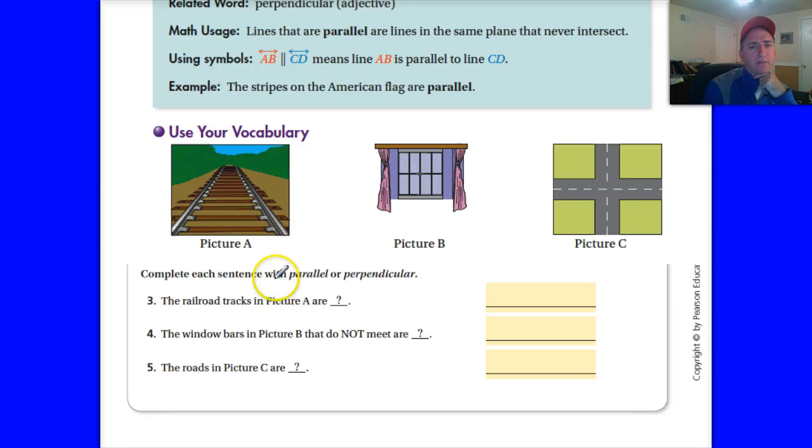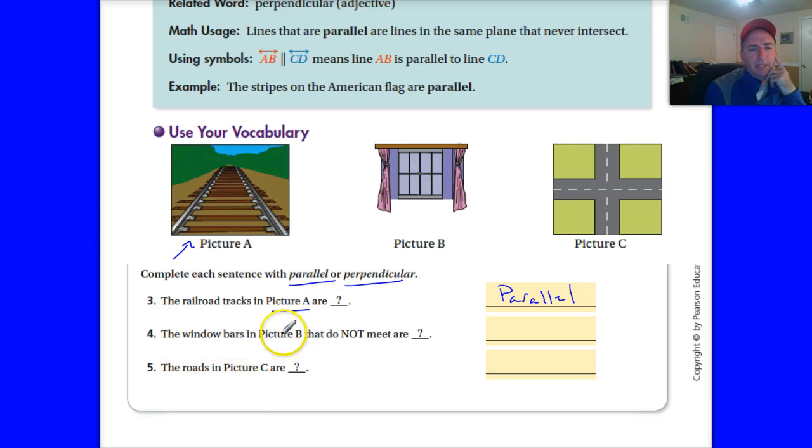Scrolling on down to the bottom here, parallel versus perpendicular. It asks you to just review what these are. The railroad tracks in picture A, those two railroad tracks are parallel. Just to make sure that you know what we're talking about as we get into parallel and perpendicular lines.